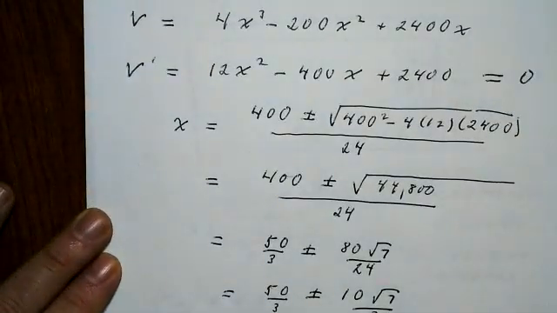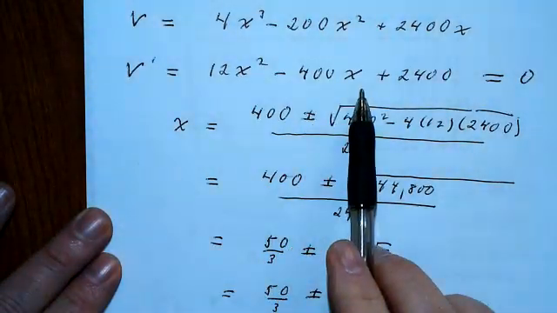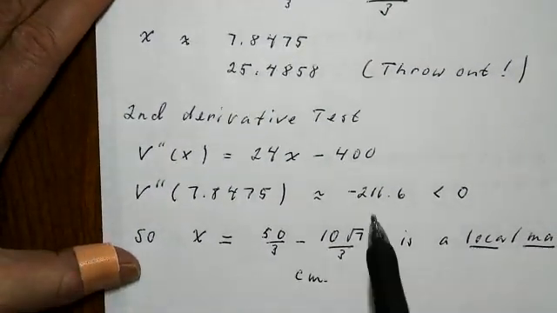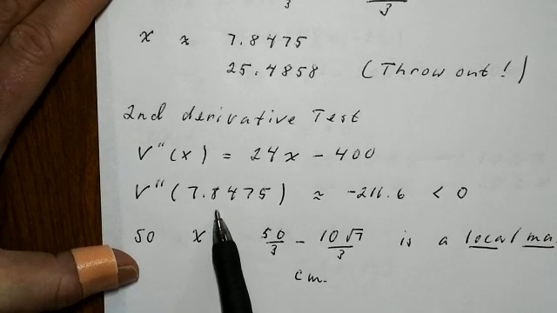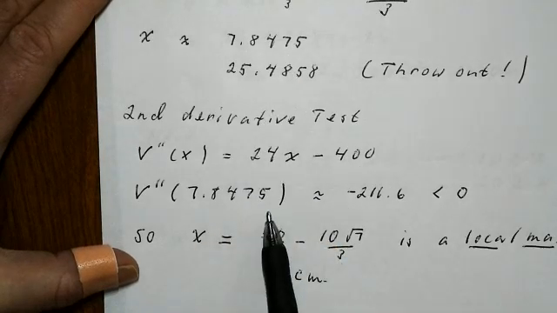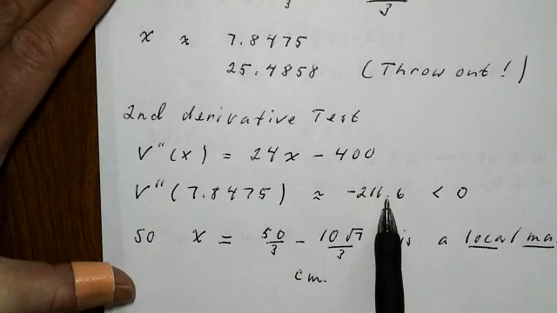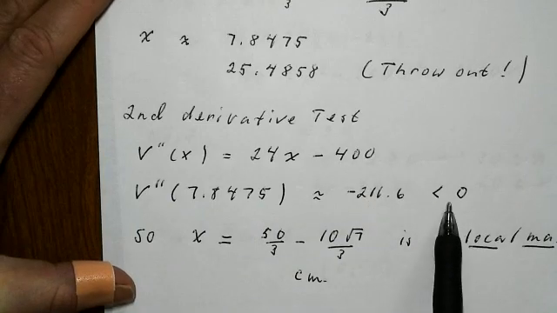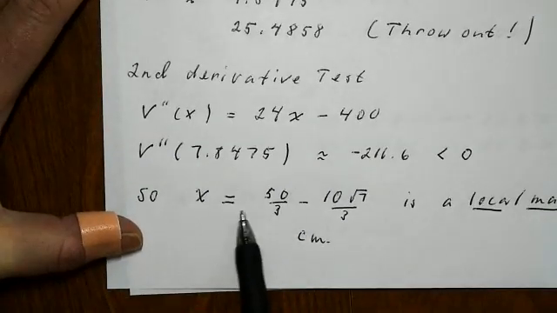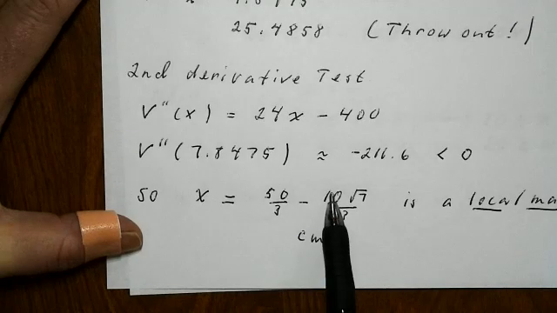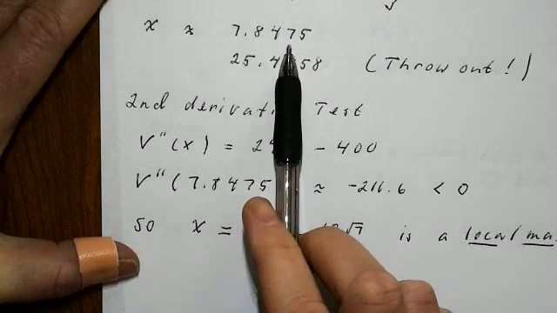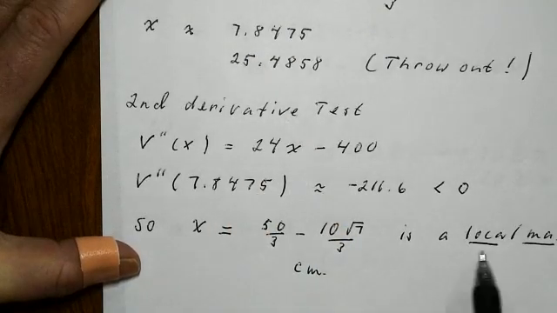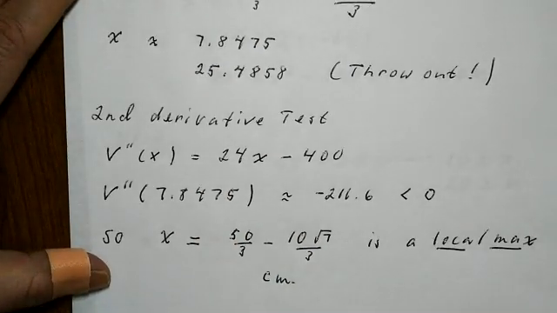The first derivative was 12x squared minus 400x plus 2400. So the second derivative would be 24x minus 400. If I plug my 7.8475 critical value into that, I get something which is negative. That tells me then by the second derivative test that 50 over 3 minus 10 root 7 over 3, which is about 7.845 centimeters, is a local maximum.